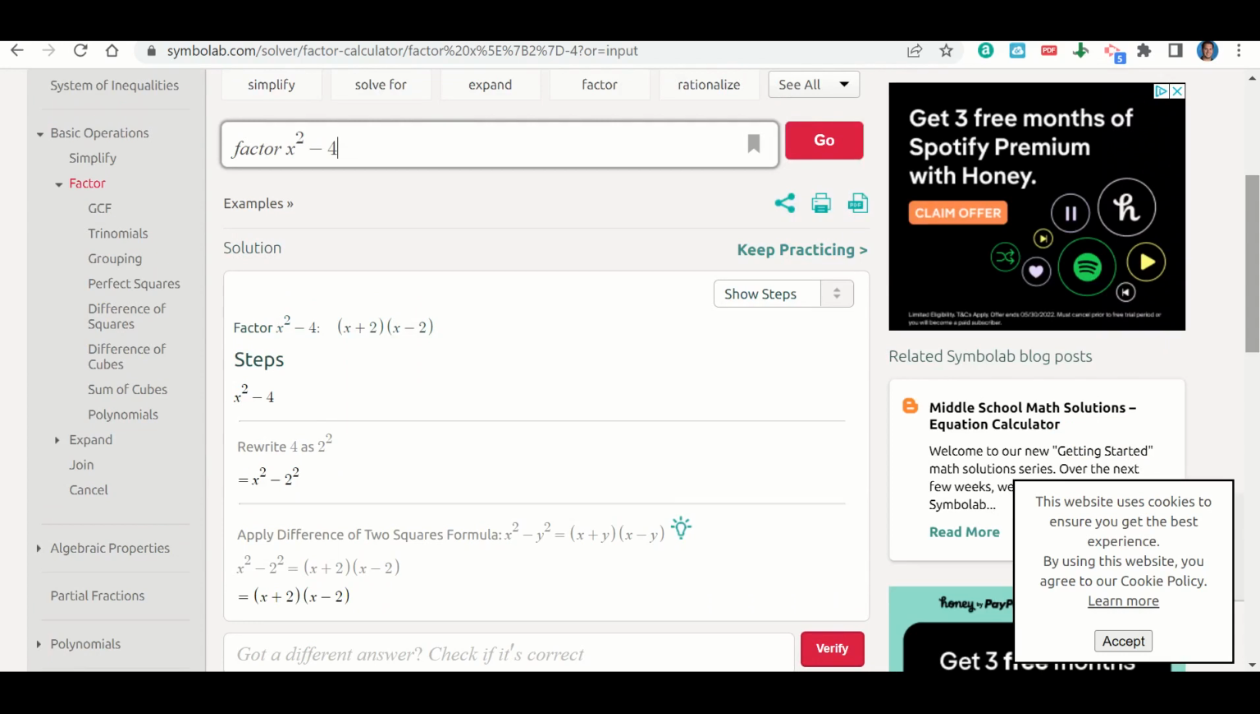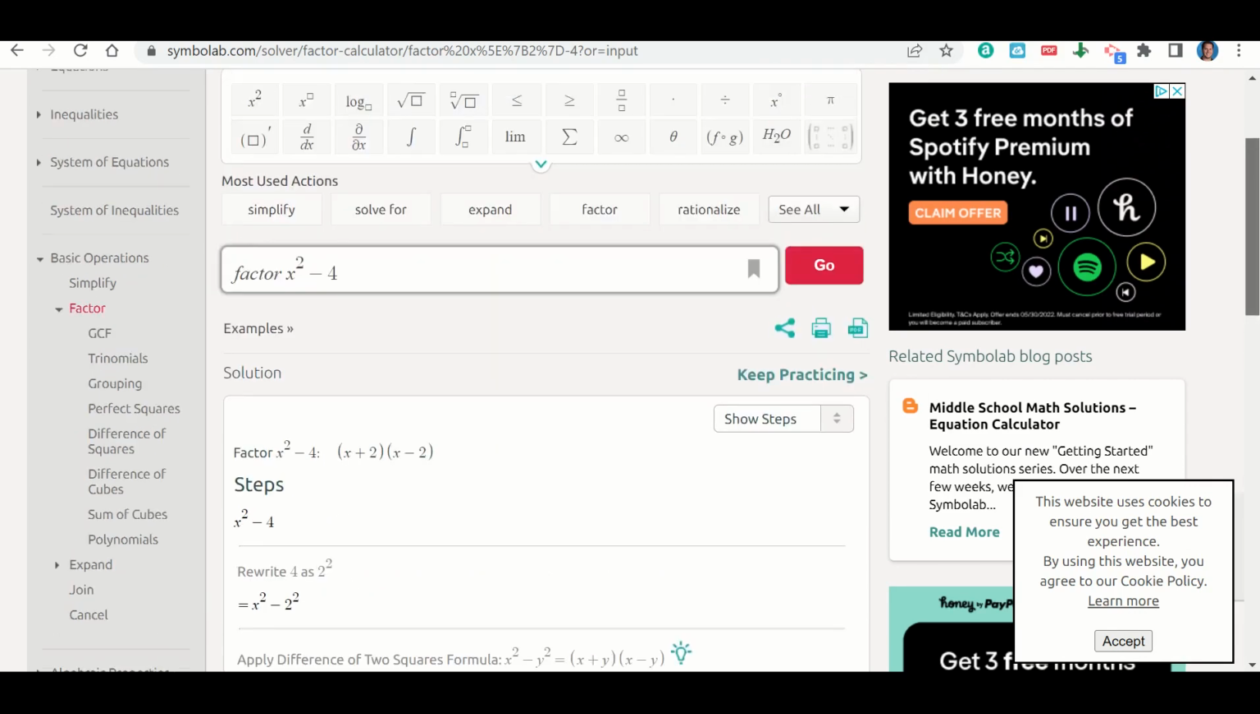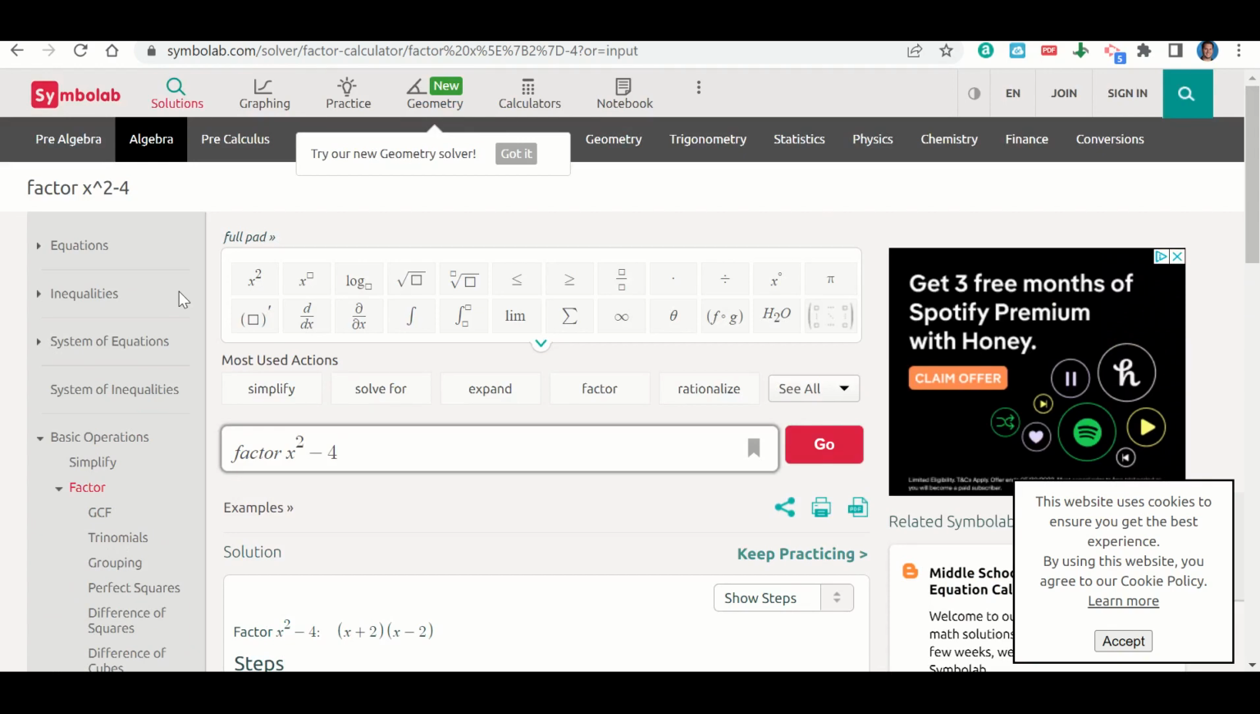So when I do that, it gives me the answer down here at the bottom. X plus 2 times x minus 2. And it shows me the steps of how I can get there. So this is one way to check your work to see if you did your work correctly when factoring. So this is how the Symbolab Factor Calculator can help you with your factoring.